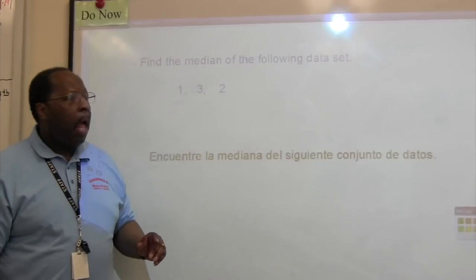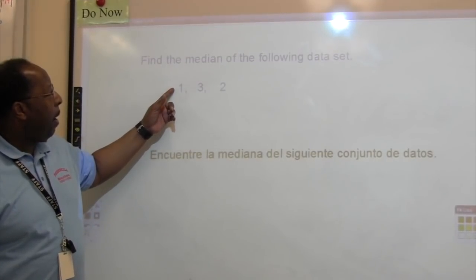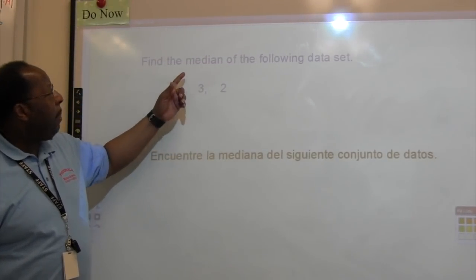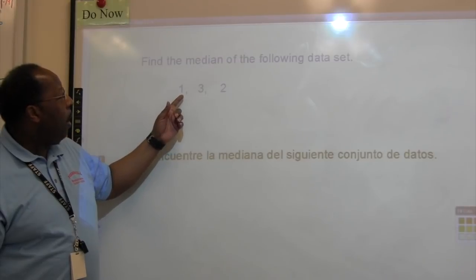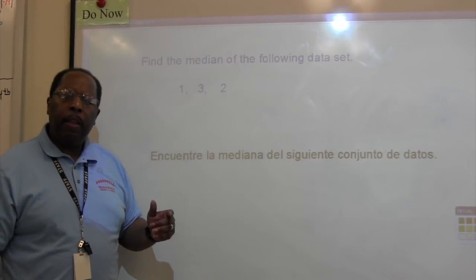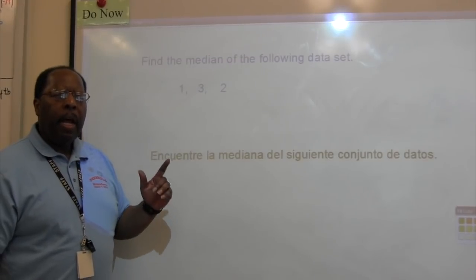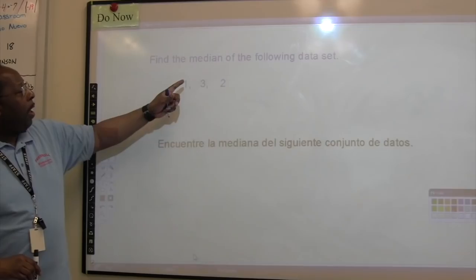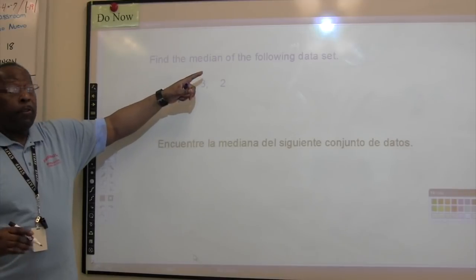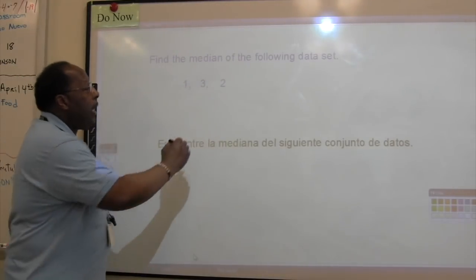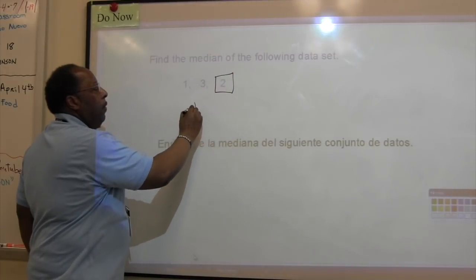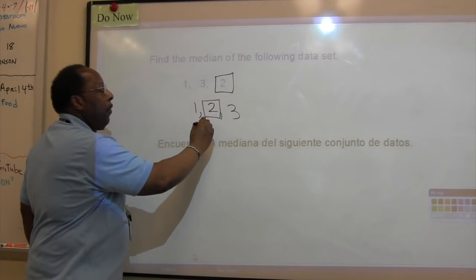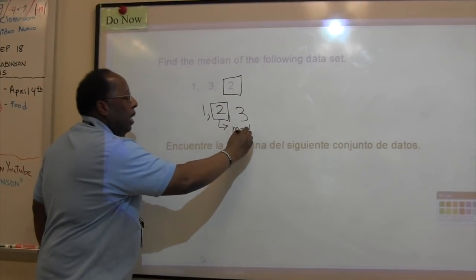All right, ladies and gentlemen, today we have a different type of problem, which is going to lead us into the state test problem. So we want to find the median of the following data set: 1, 3, and 2. So who could tell us what would be the median of this data set? 3. Well, 3 would be a good answer because median means middle number, but the answer is really 2. Why is it 2? Because you forgot to do one thing. Set the numbers up from the smallest number to the largest number. So that will be your median.